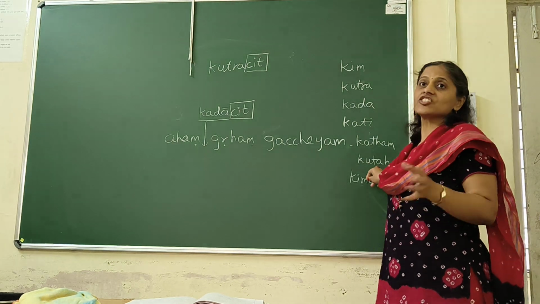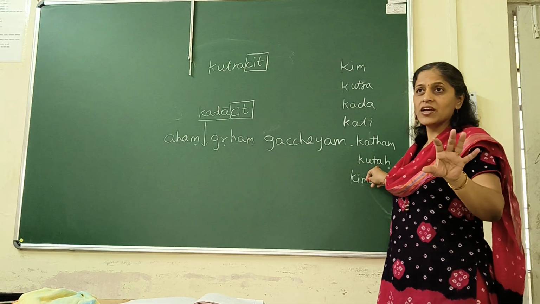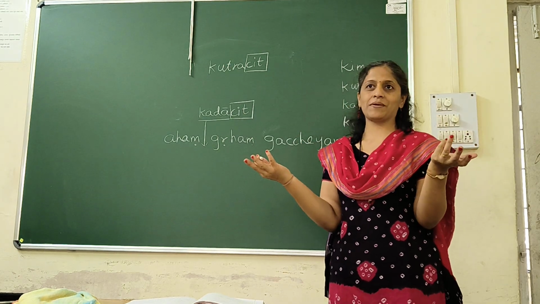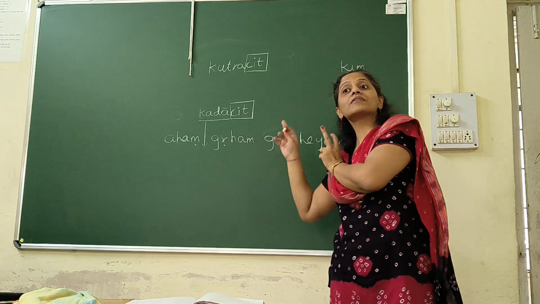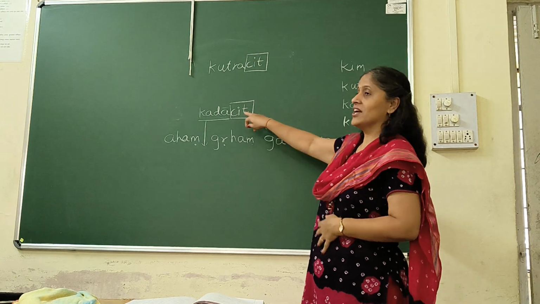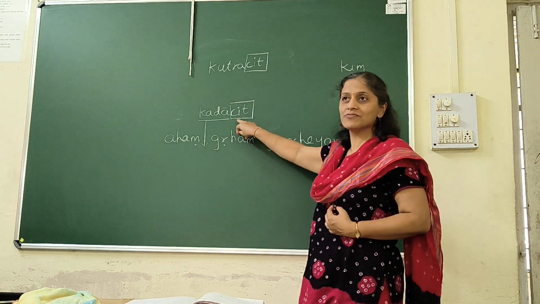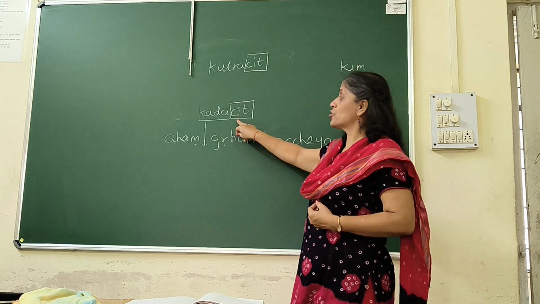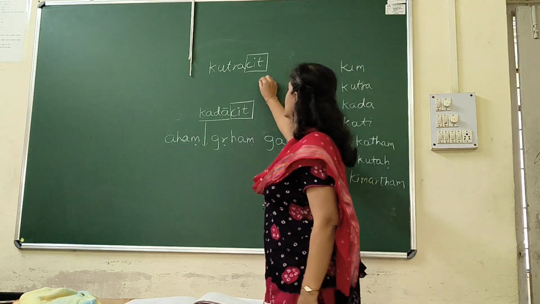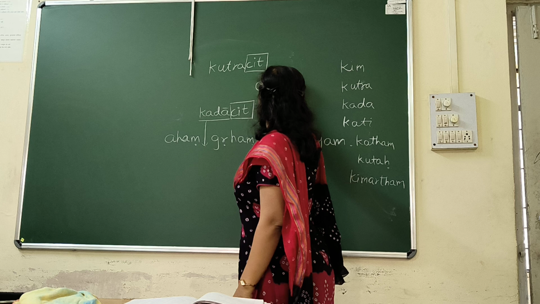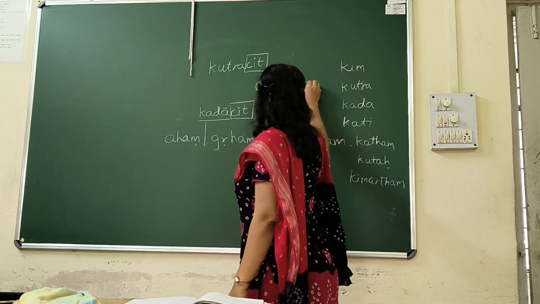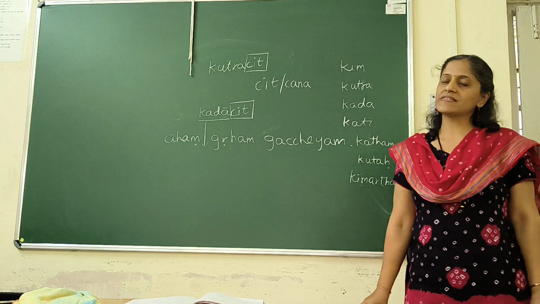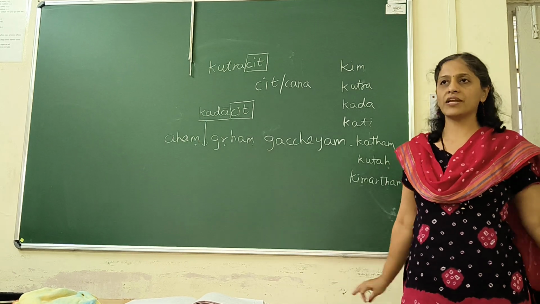Kutaschit: kutas is from where? Kutaschit is from somewhere. He came from somewhere; I didn't understand from where he came. So it's all indefinite meaning, which we get by adding the chit suffix to the words which we have learned. Got it? And it's not only chit. There is one more suffix having the same meaning as chit, and that is chana. Chit or chana, same meaning, to give indefinite meaning.